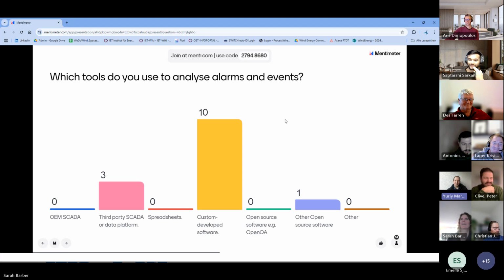I mean, it's not surprising, because all the models are different, so you kind of have to write your own code each time you want to automate anything. So there are probably people who only work with one OEM type. But anyway, does the person who uses other open source software maybe want to say what that is? I'll write it down. Actually, maybe that's the next question. Let me just see. No, it's not the next question.